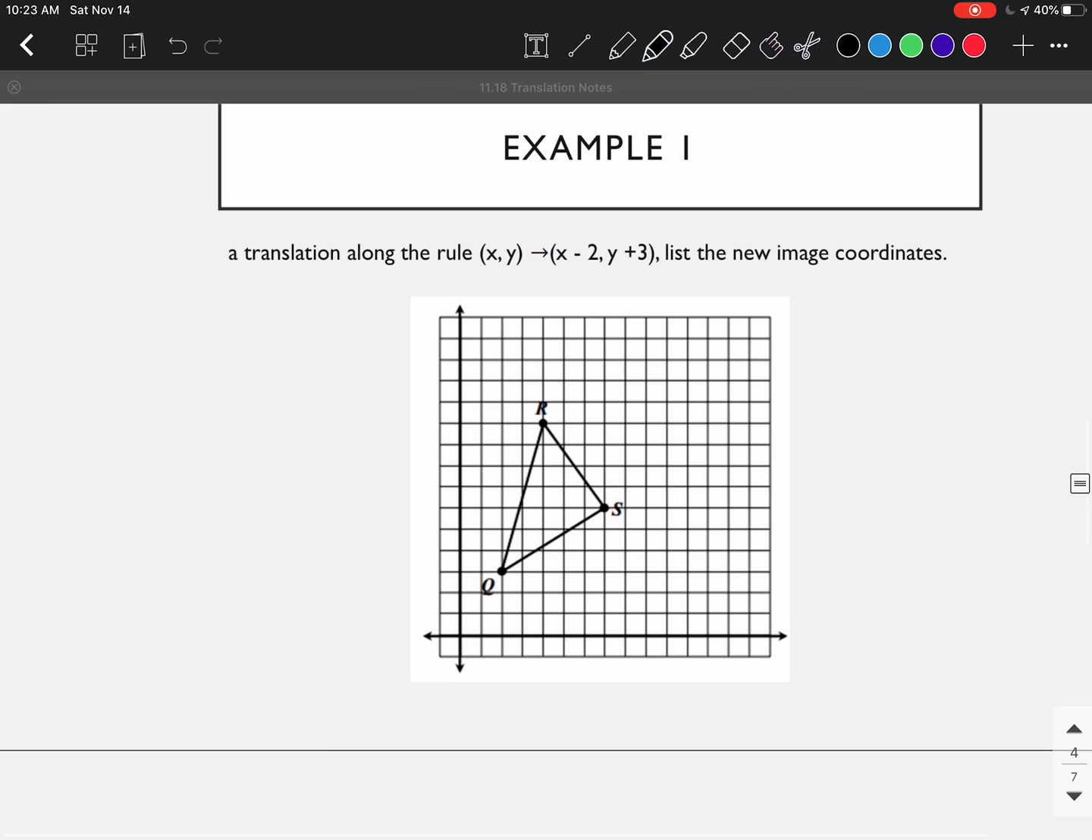So now a couple examples. On our first one, a translation along the rule (x, y) to (x - 2, y + 3), list the new image coordinates. For each point, I need to move each point left 2 and then up 3. So left 2 and up 3: 1, 2, 1, 2, 3. So this is now R prime. We look at S: 1, 2, 1, 2, 3. This is S prime. And for Q, we'll go 1, 2, 1, 2, 3, and we'll have Q prime.